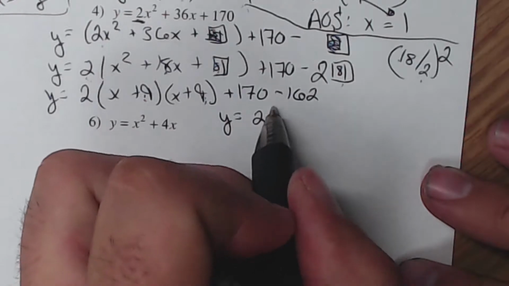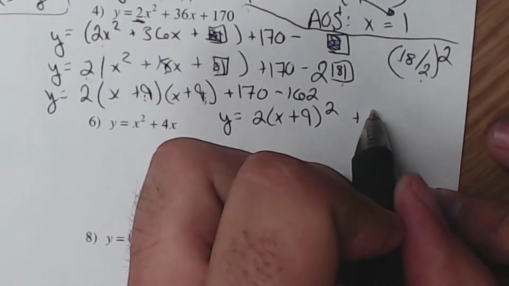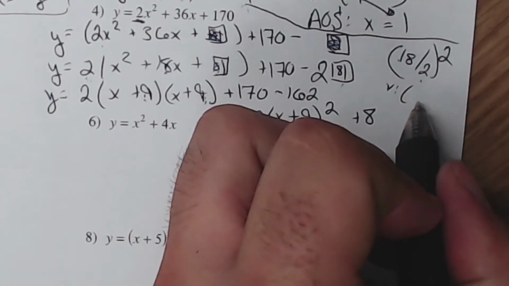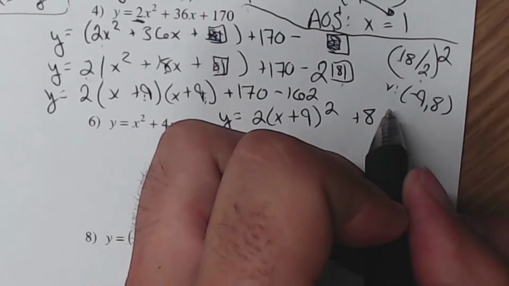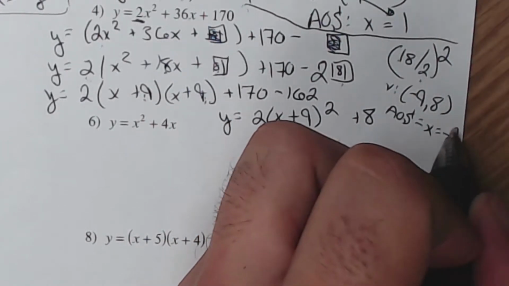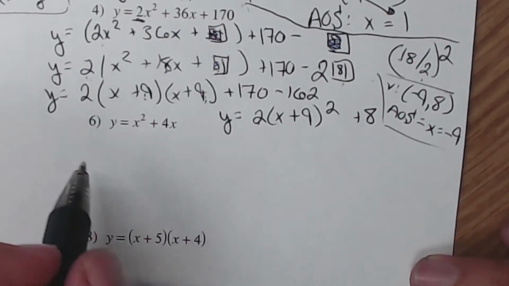Y equals 2 times x plus 9 squared plus 8. My vertex is negative 9, 8. Axis of symmetry is x equals negative 9. My amplitude in this one is 2. Very cool. Not too terrible, right? I'm going to do the one just below this.